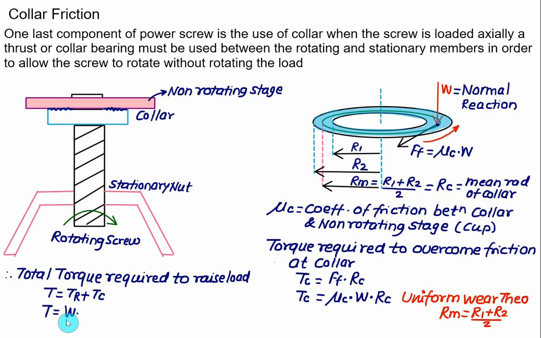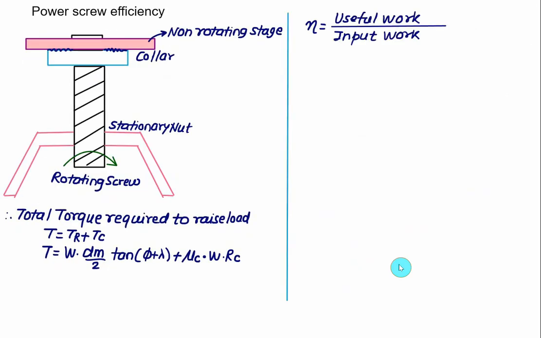So the final equation for torque is T equal to W into dm divided by 2 into tan of phi plus lambda, where lambda is the lead angle and phi is the friction angle, plus the collar friction torque equal to mu c multiplied by W multiplied by Rc. So we have developed the equation for the total torque required to raise the load, which is W into dm by 2 into tan of phi plus lambda, plus the collar friction coefficient mu c multiplied by load W multiplied by Rc.